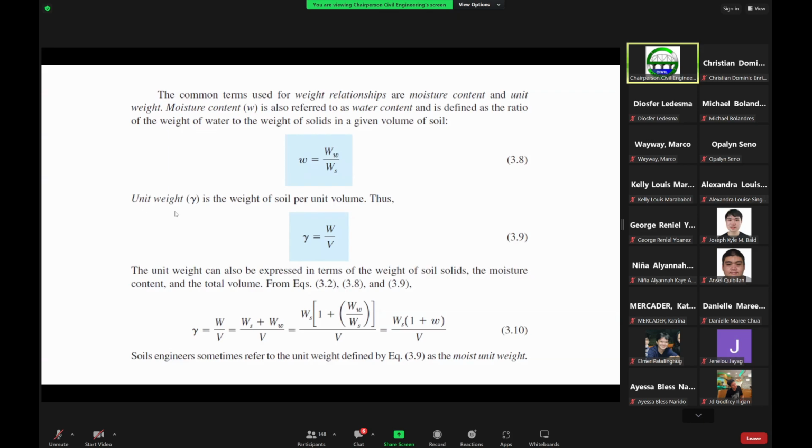Now, we also have here the unit weight, which is symbolized by the Greek symbol gamma. It is defined as the weight of the soil per unit volume. It's just the same definition as in your fluid mechanics. In fluid mechanics, you have the weight of the liquid or the weight of the fluid over the unit volume. So the same here, only that here we are talking about soil mechanics. It is the same concept as fluid mechanics, only that there you are talking about fluids.